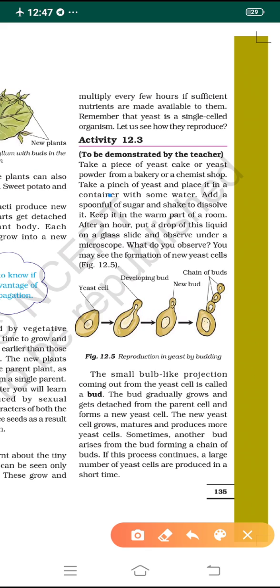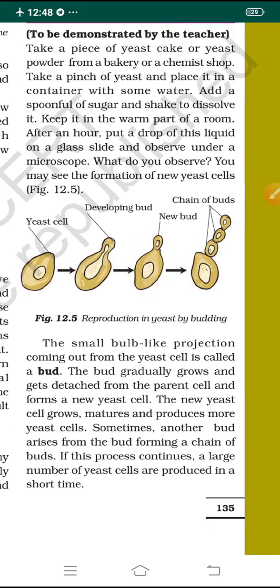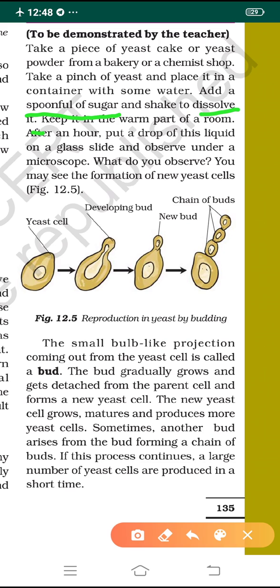We take a pinch of yeast and place it in a container with some water. Add a spoonful of sugar to that solution and shake it to dissolve. Then keep it in a warm part of the room.